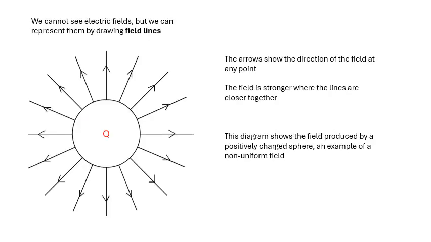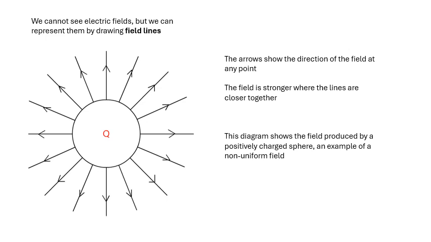Now, we can't see electric fields, but we can represent them using electric field lines, like we do gravitational field lines, or later on magnetic field lines. These field lines, the arrows, show the direction of the field at any point, and the field is stronger where the lines are closer together. So looking at this diagram, I can tell that as we move away from this sphere, the field is getting weaker because the lines are getting further apart.